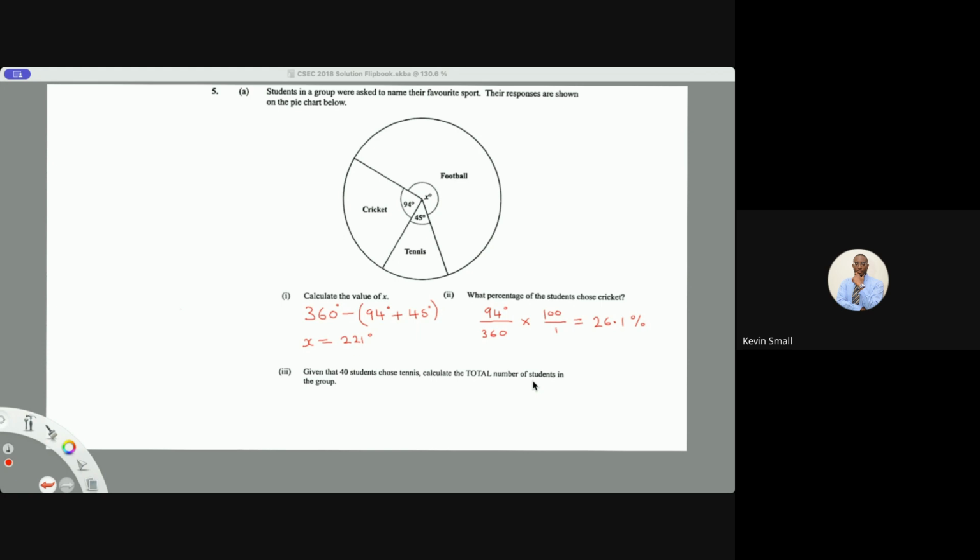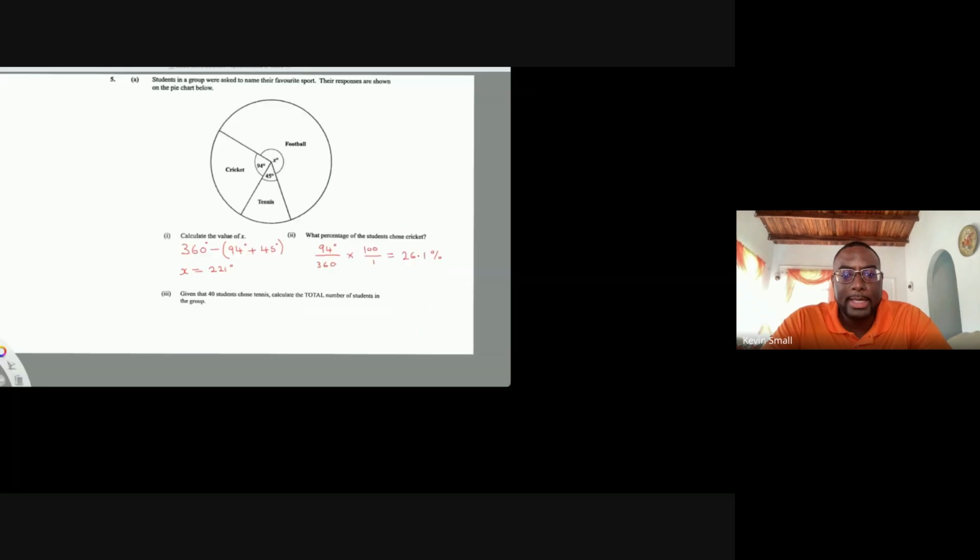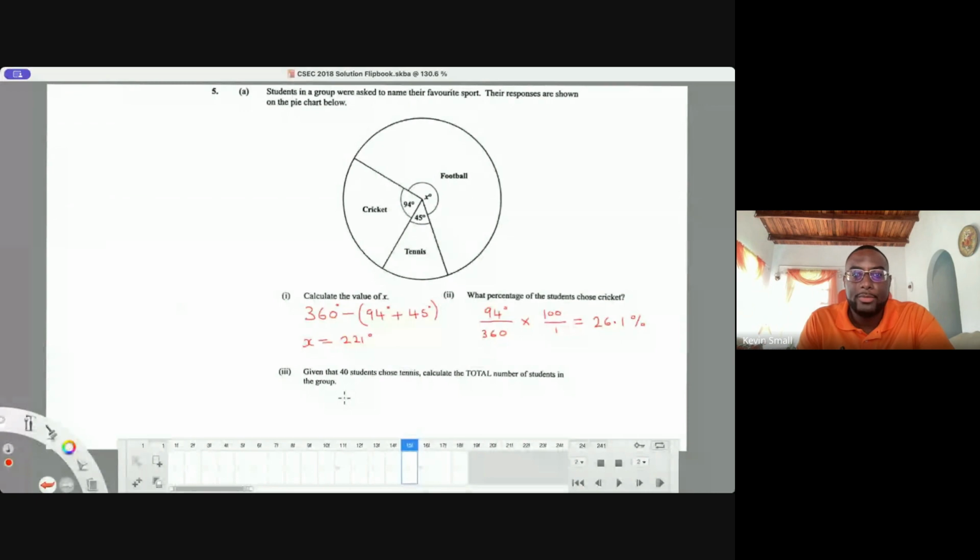Okay, so Rodario's logic is that 45 is like 1/8 of 360. So I'm assuming that if 45 degrees is just an eighth of 360, then I can multiply the number 40 by 8 to get the total. So that is his logic, and the math is mathing for Rodario right now. Very good, Rodario.